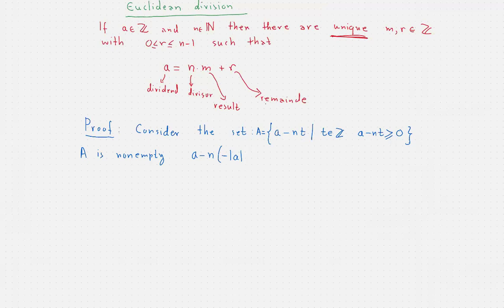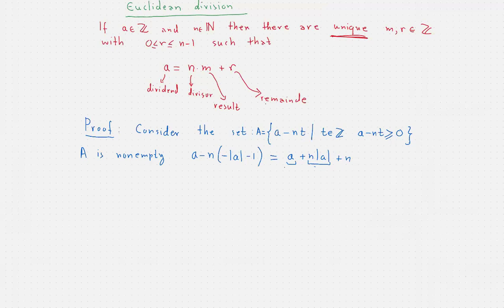So how much is this? This is the same thing as A plus N times the absolute value of A plus N. And now, this is a positive number, and this is greater than or equal to A. And certainly, if A happens to be negative, then N times the absolute value of A plus A is going to be non-negative.